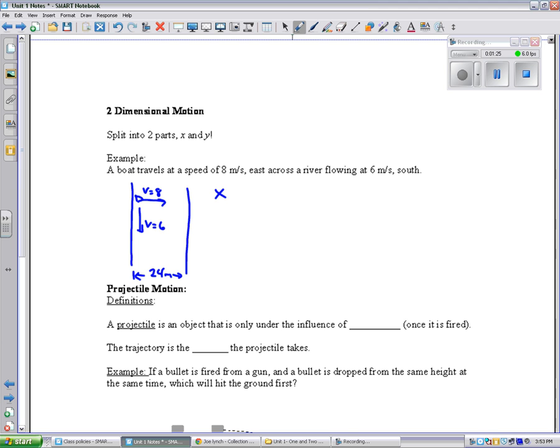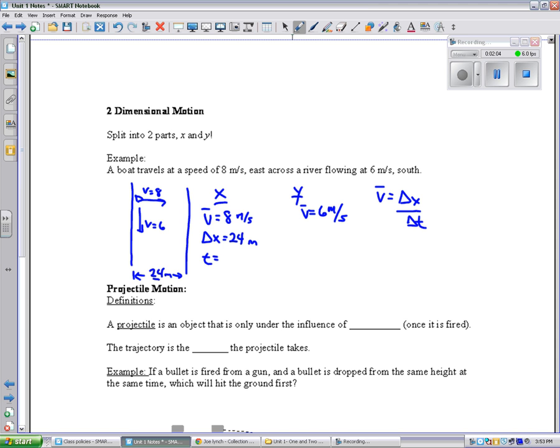So I have to split it into x and y stuff. For the x, I know the velocity is 8. I also know this distance down here, that's an x thing. So my delta x is 24. Put units on there, meters per second, and meters. And for y, I know that the velocity is 6 meters per second. Now, this is a constant speed problem, so I know I can use this equation. I can't do anything with y yet, but I can use it to find the time in the x direction.